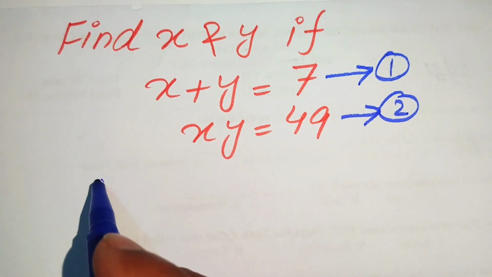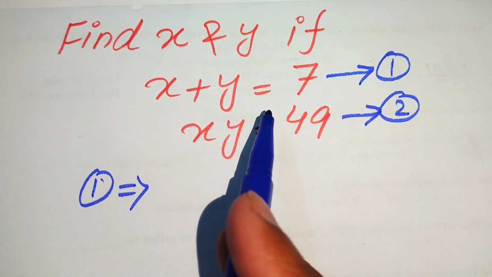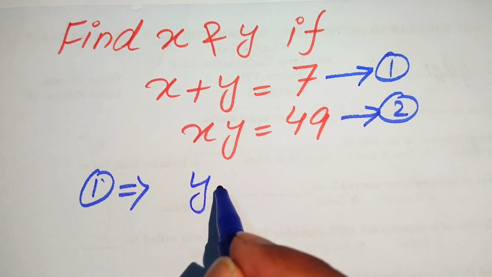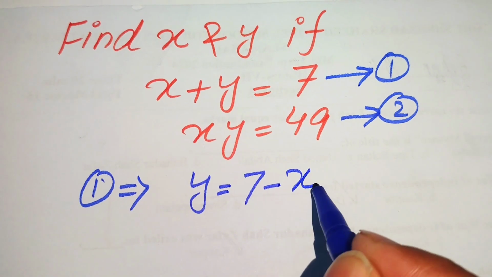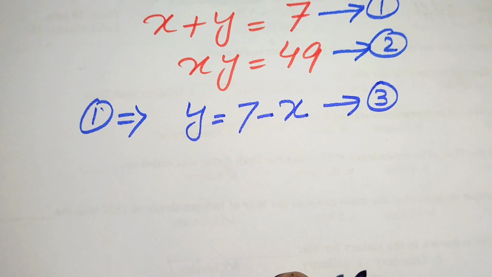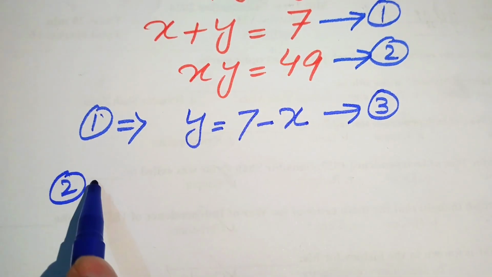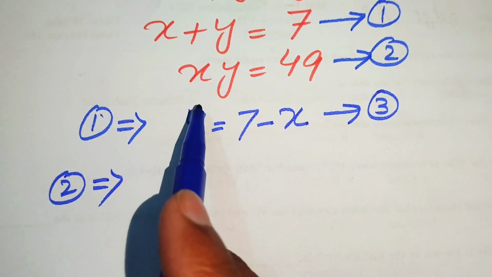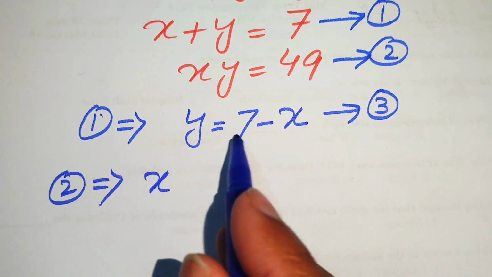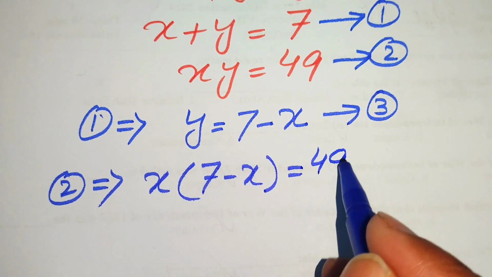Now first we focus on equation number 1, which implies that x plus y equals 7. Here we move x to the right-hand side, so we get y equals 7 minus x, and we call this equation number 3. Further, we need to substitute this value of y in equation number 2. Equation number 2 implies that xy equals 49, so with y equal to 7 minus x, we get x times (7 minus x) equals 49.